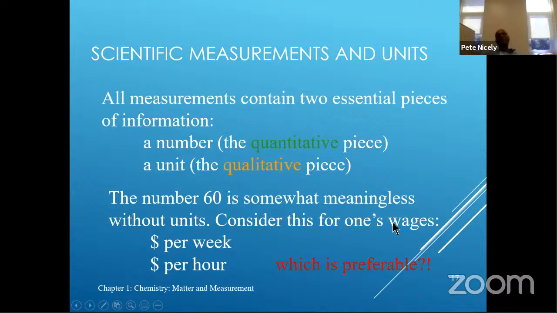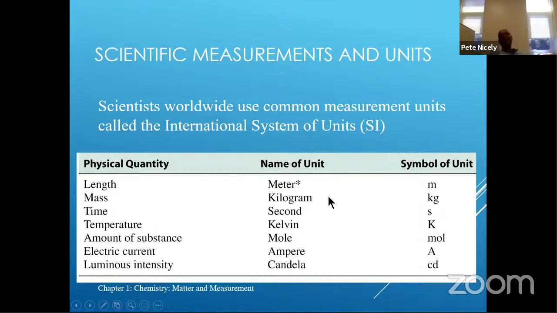So for example, if we're talking about somebody being paid wages, and you want to say what the wage is, it's not enough for you to say 60, right? You have to give the associated units because of course there's a big difference between $60 per week and $60 per hour. Of course, which is preferable would be the $60 per hour, all right? So the units are very important in terms of conveying the information about what we're actually talking about with respect to a measured value. Okay, so these are the different units of measurement in the SI system.